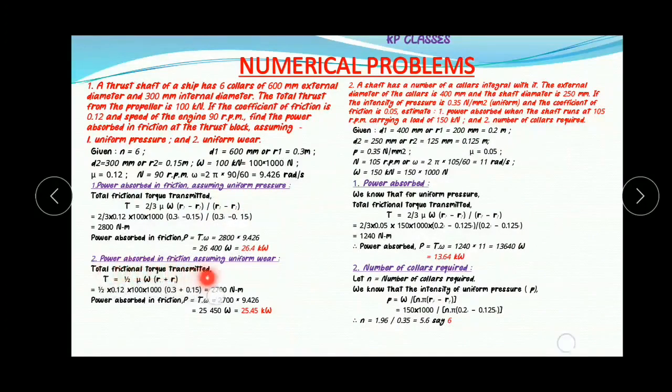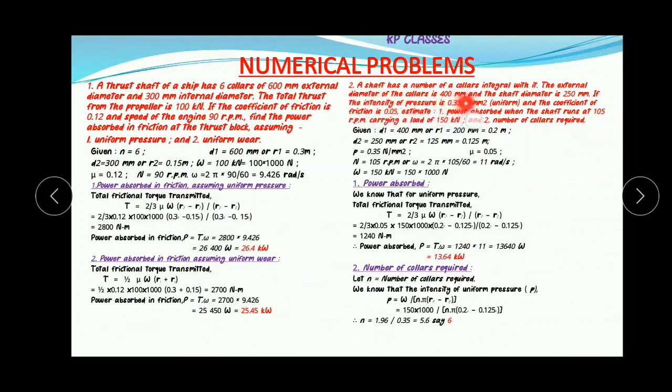Similarly, for power absorbed in friction assuming uniform wear, total frictional torque transmitted T equal to half mu W (R1 plus R2). By putting the values of mu, W, R1 and R2, it becomes 2700 Newton meter. Similarly, power absorbed in friction P equal to T omega equal to 2700 into 9.426, it becomes 25,450 watt, which is equal to 25.45 kilowatt.